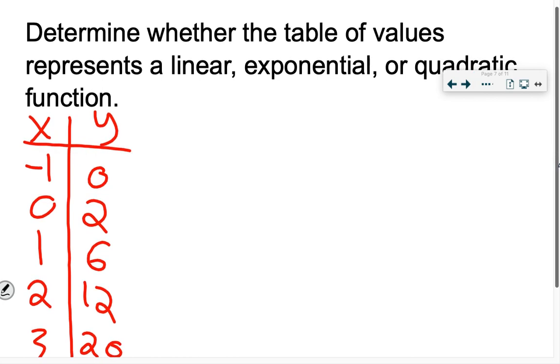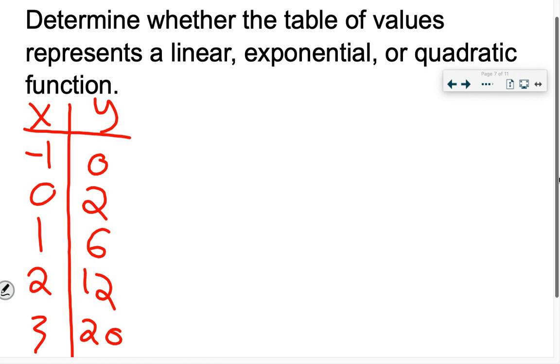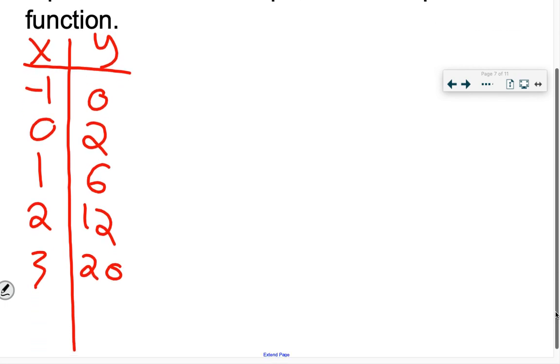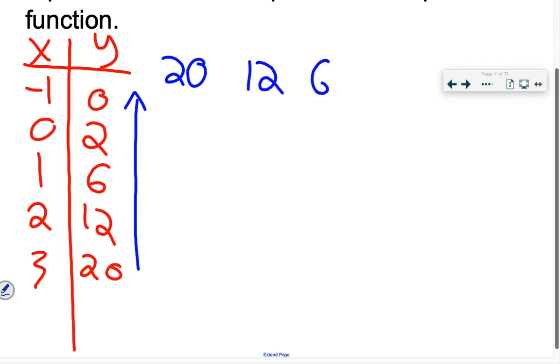So, as promised, determine whether the table of values represents a linear, exponential, or quadratic function, okay? And so we have our table of values, and so I'm going to do the same steps I've done with every problem. I'm going to start at the bottom. I'm going to start at the last y value and go back to the first. So I got 20, my shadow's in the way, I can't see. 12, 6, 2, and 0. Oh, don't write that 0 too close to that 2. Silly Mr. Blursh. Okay.